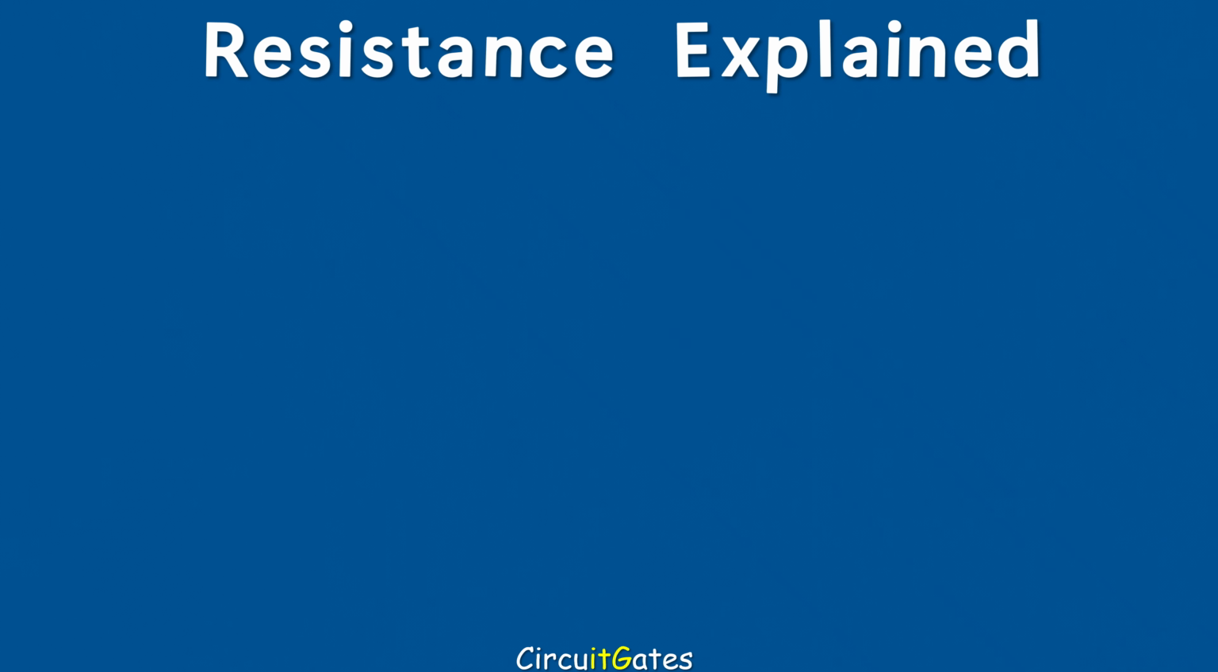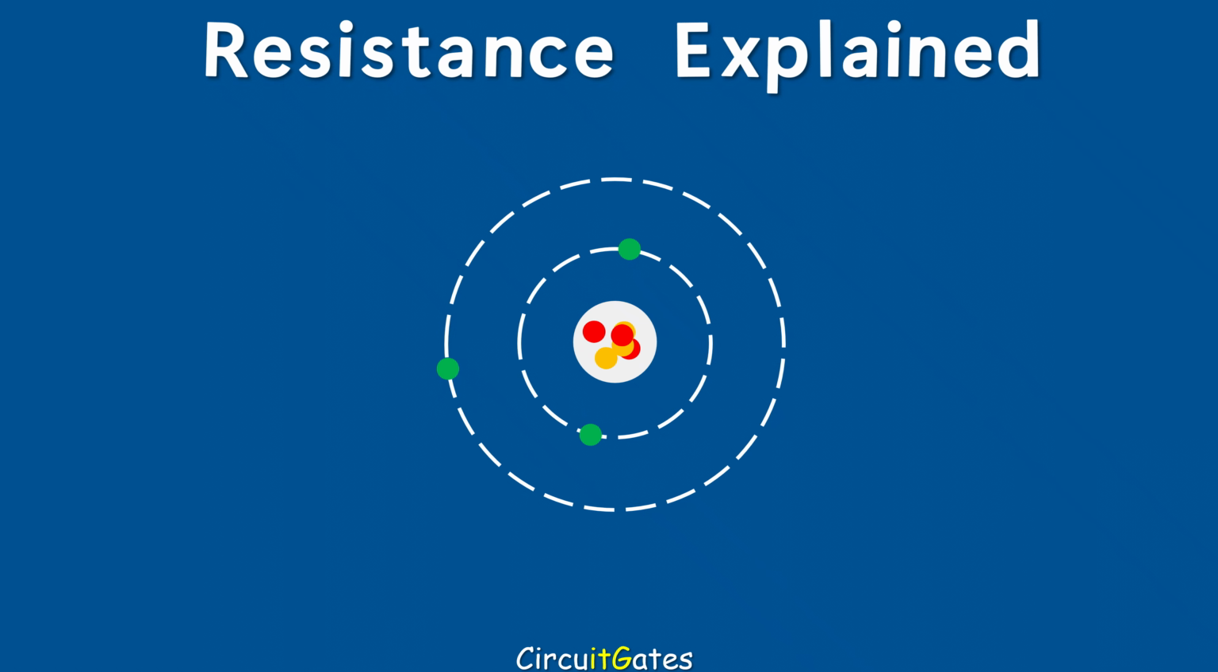Since protons are contained inside the nucleus, they can't move. They attract electrons toward the nucleus so that the outermost electrons can jump to other shells of nearby atoms. The degree to which electrons are held by the nucleus in a material is the resistance of that material.